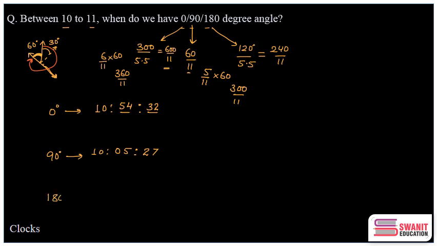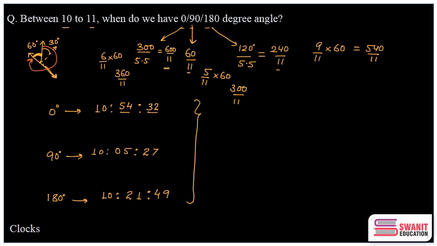Now next one is 180 degree. Let's look at the 180 degree segment. So it was 240 by 11. So 10 hours, 240 by 11, which gives me 11 twos are 22, 11 ones are 11, and the remainder is 9 by 11. Again, to convert it into seconds, I multiply it with 60 to get 540 upon 11, which gives me 11 fours are 44 and 11 nines are 99. So these are the timestamps when the angles between the needles will be 0 degree, 90 degree and 180 degree between 10 and 12 hours.